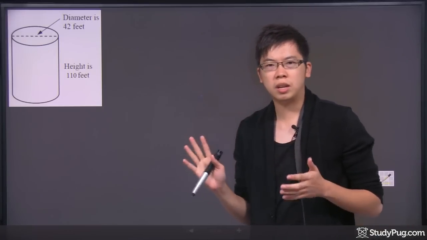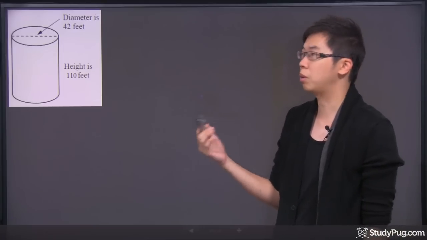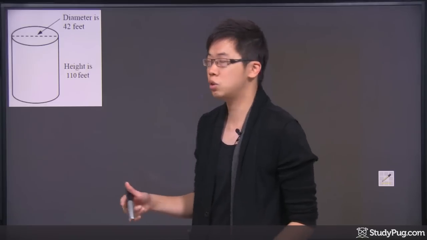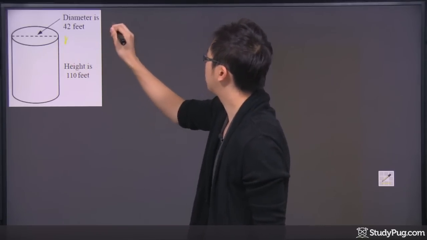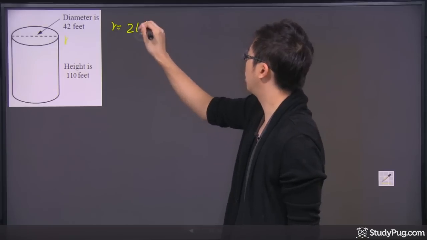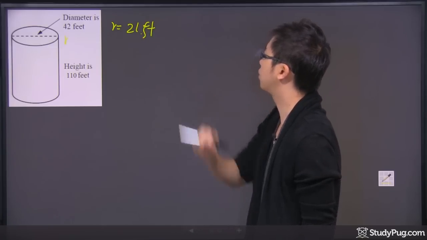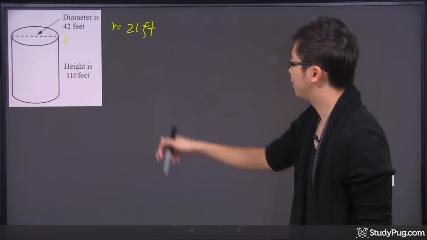But we don't really use diameter that much when it comes to the equation. So we're going to change it into radius, okay? It's a quick calculation. Just take the 42 divided by 2. You get yourself the radius to be equal to, let me put it on the side right here, 21 feet, okay? So 21 feet right there. So let's start off by calculating the surface area first.